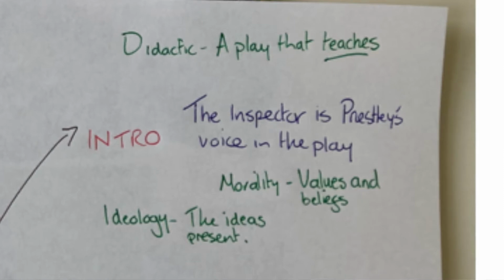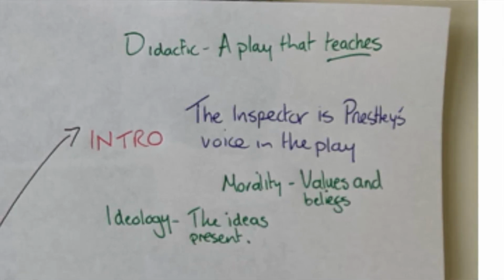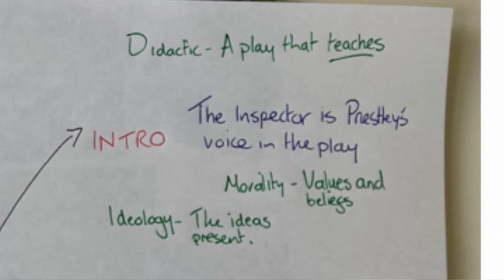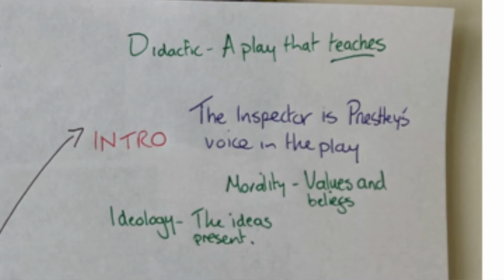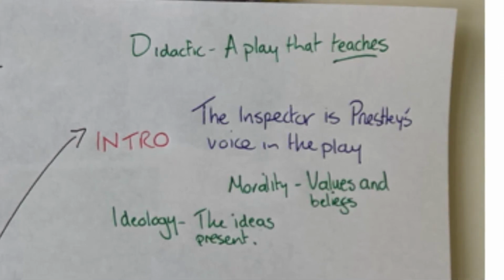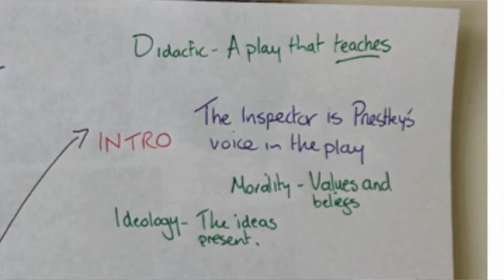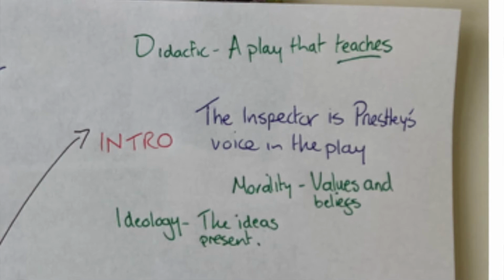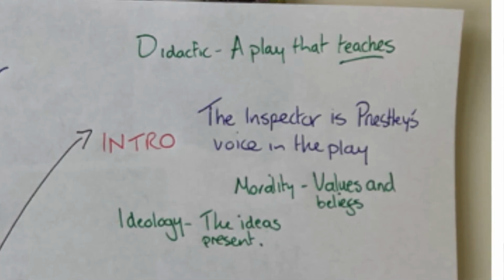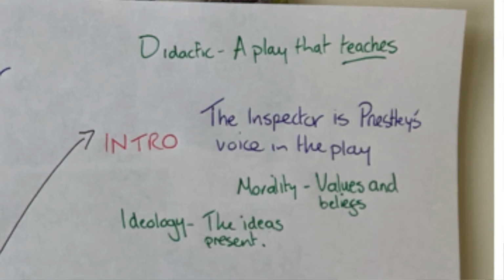We've also got this idea about morality, about values and beliefs. So this is starting to draw in this idea of a crime genre, because crime texts often talk about morals, values and beliefs, and the ideologies that Priestley's presenting. Now we know he's a socialist, and he's trying to impose this socialist message on us through the crime that occurs in the play, the crime of Eva Smith's neglect and her suicide.